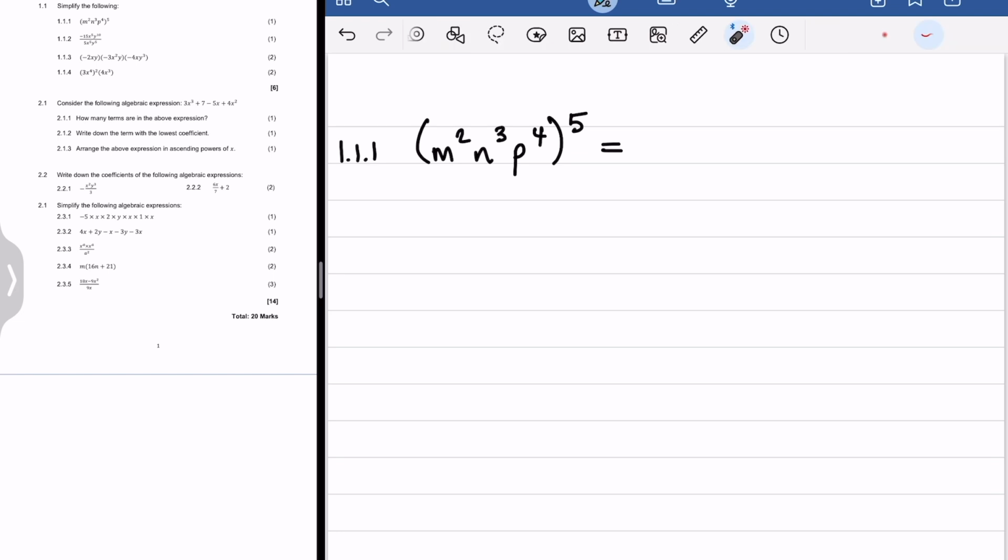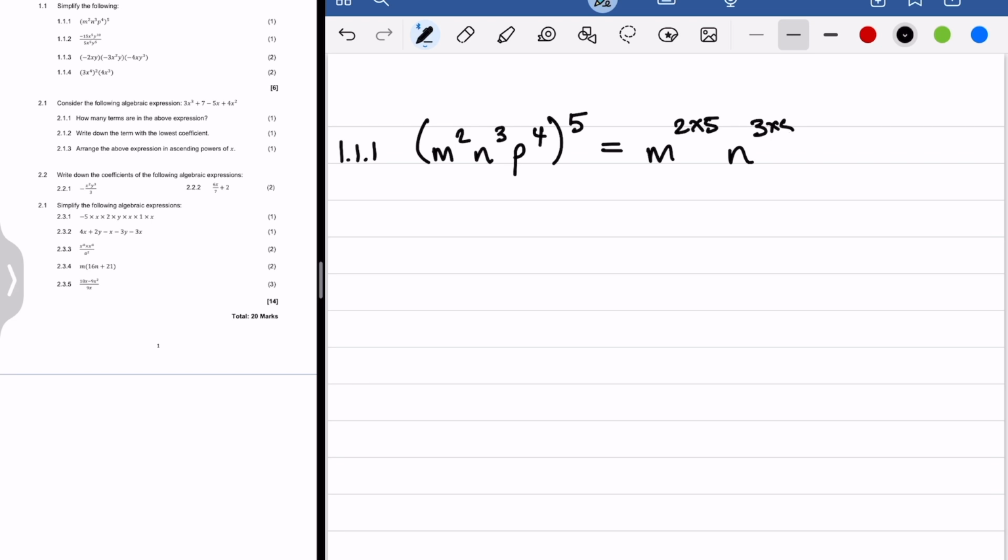We have a product inside the bracket raised to a power. So every factor of this product must be raised to the power outside. That basically looks as follows. I will then have m to the power 2 times 5 because I should multiply the exponents. And then for n I've got 3 times 5, and for p I've got 4 times 5. So every single exponent inside is being raised to the exponent outside with multiplication.